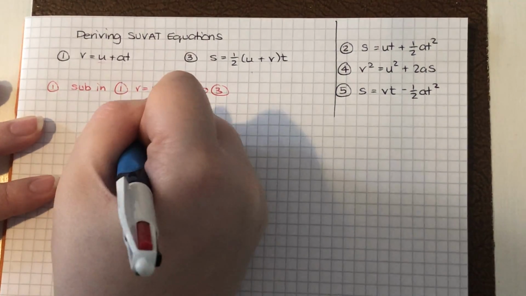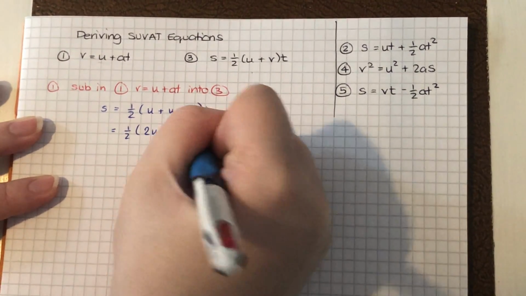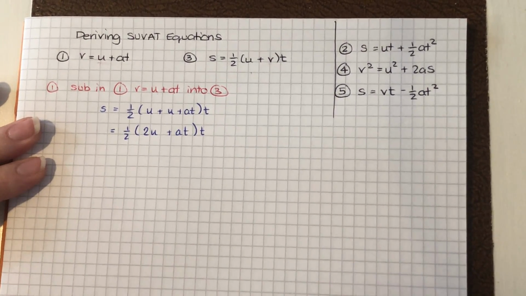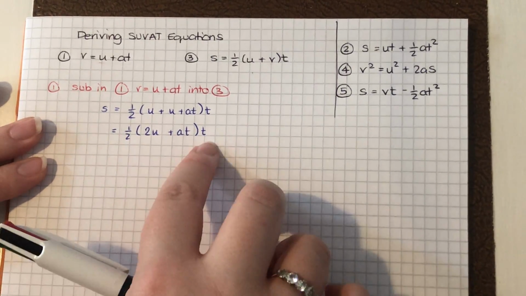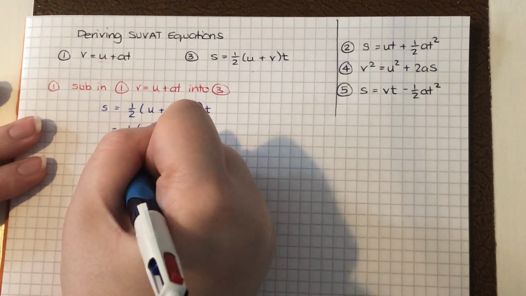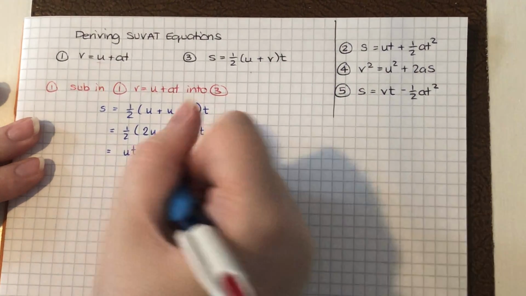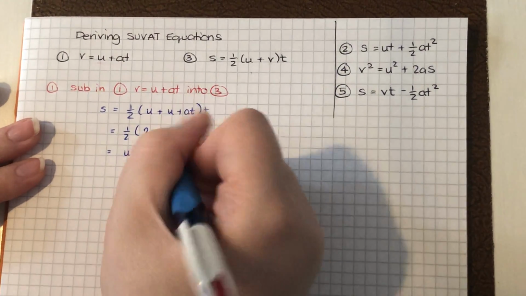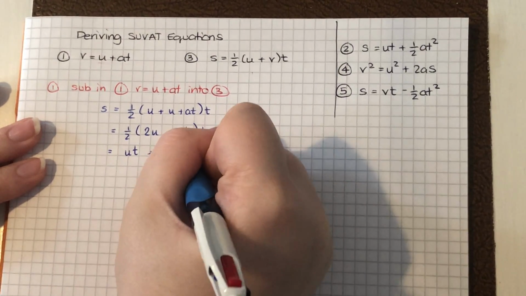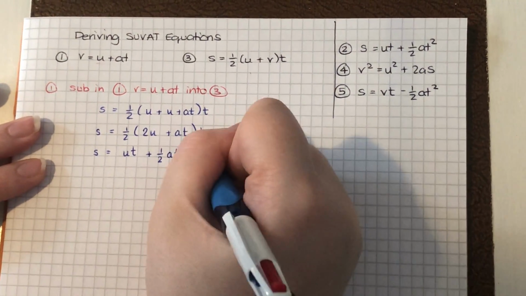I'm then just going to simplify the bracket, so u plus u is 2u plus at, and then the t on the outside. I'm then going to multiply everything on the inside with the half and the t. So a half times 2 would just be 1 whole, so it would just be a u there, and then that u multiplied with the t would give you ut. And then for the second one, half of that would just be a half of it, but then the t multiplied with the other t would give you t squared, okay? So this is now given us number 2.